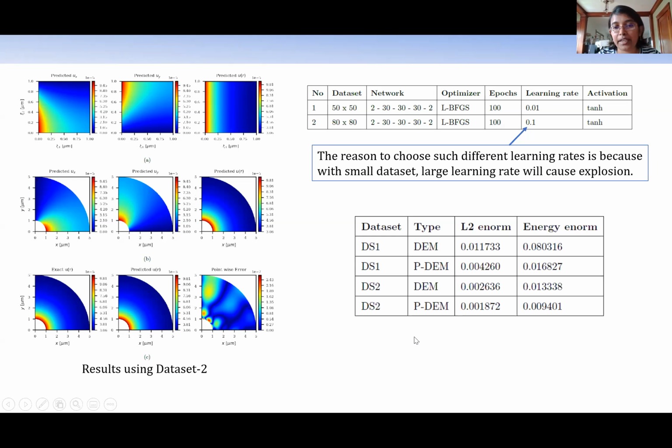So that is why they have used a larger learning rate. Also, they have made a comparison with the conventional DEM, and it shows that using the parametric DEM, the L2 error norm and the energy error norm are lesser than using the conventional DEM.